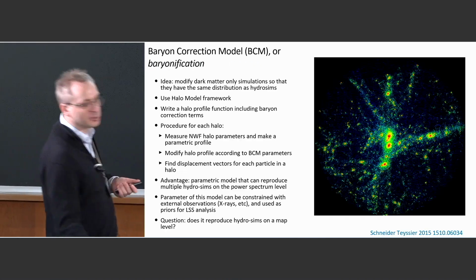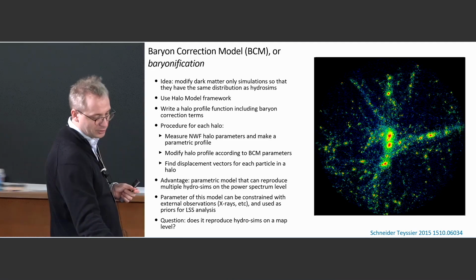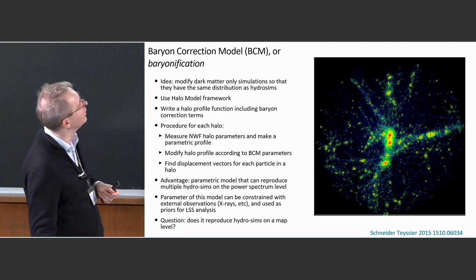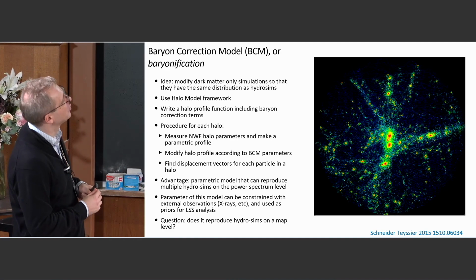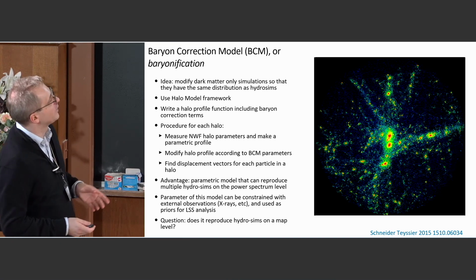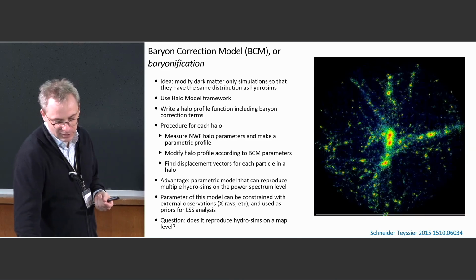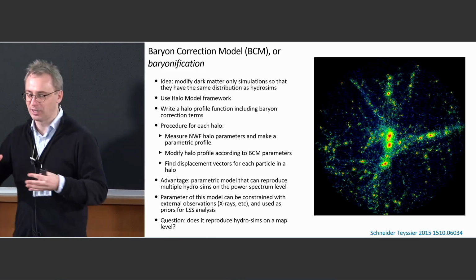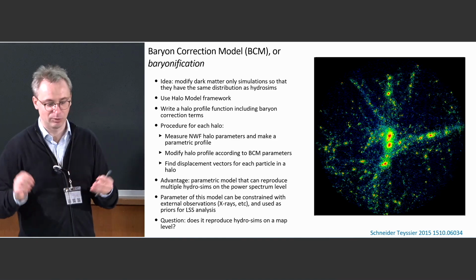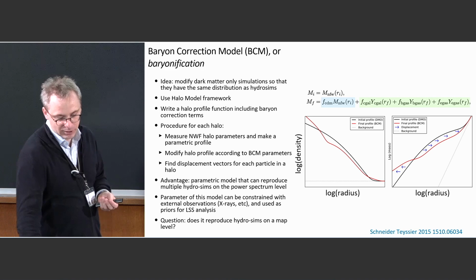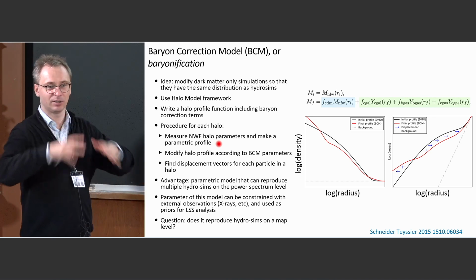One more thing about the baryon model, since it's a review talk, I think it's good to tell more about how all of this works. It's also an area which requires more investment and effort, so I would really encourage you, if you're interested, to work on this topic, as I would myself. This is a baryon correction model from Schneider and Teyssier, and what this does is mimic the impact of baryons on the dark matter distribution. It goes into the simulation and uses halo model formalism to displace particles. What we do is first measure the NFW halos in the simulation and make the parametric profile of them.